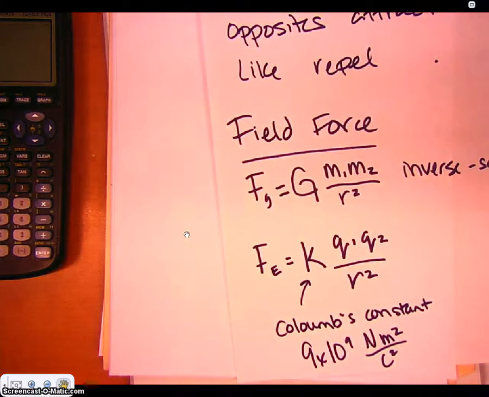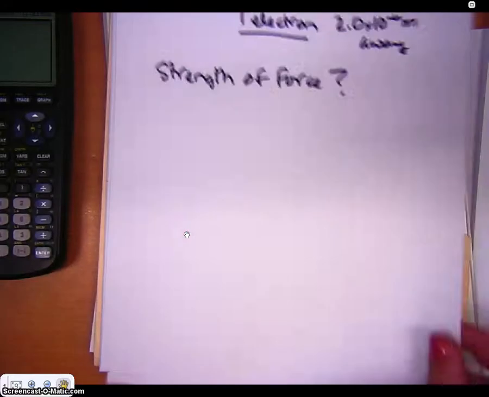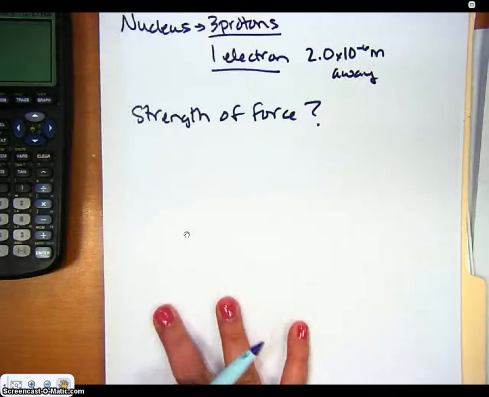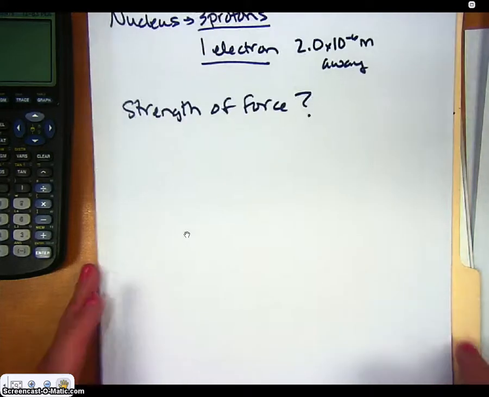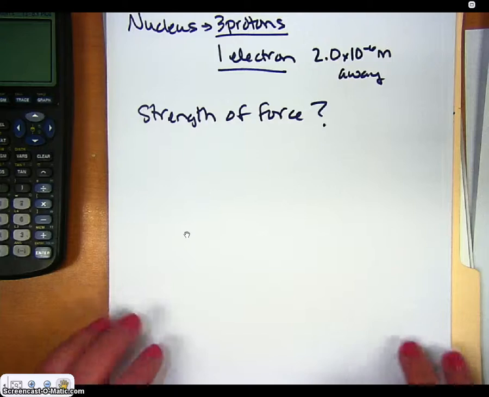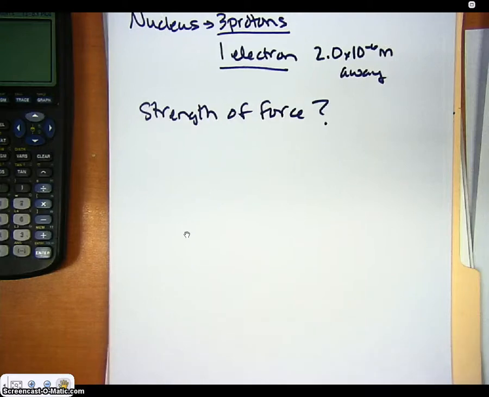Alright, so let's go ahead and actually do a practice problem using Coulomb's law. Let's say that we have a nucleus of an atom, and within the nucleus there are 3 protons. We want to know what is the electrical force between the nucleus of the atom and one of the electrons that's 2 times 10 to the negative 6 meters away. This is a really practical application, and if we're able to quantify this force, it would tell us the location of an electron in an atom, which is important in terms of chemistry and understanding how atoms work.